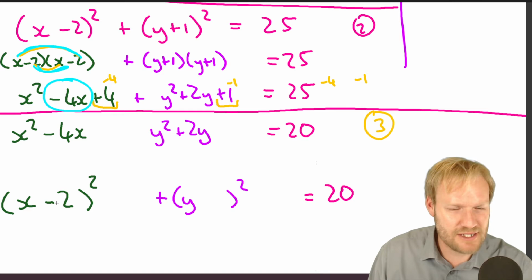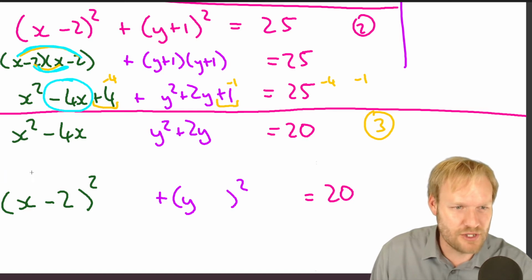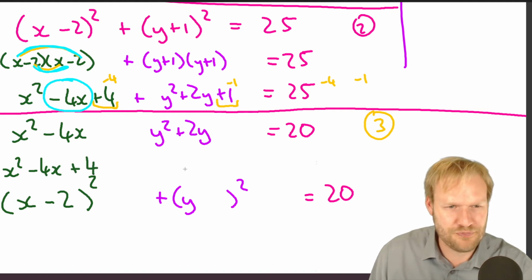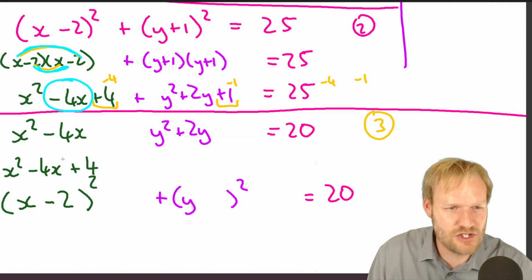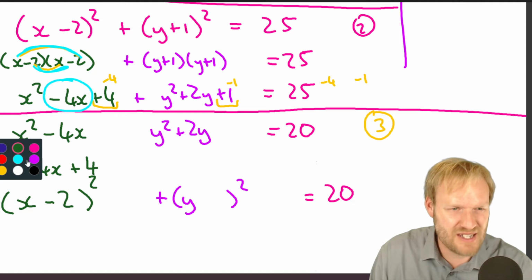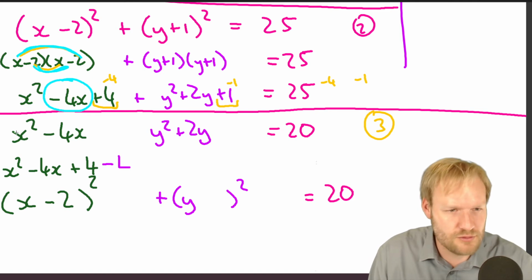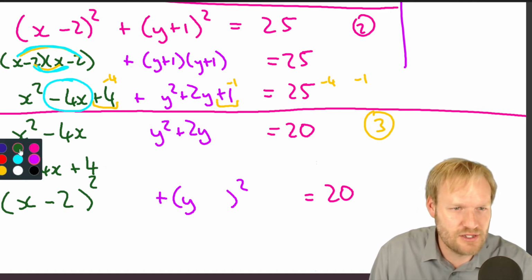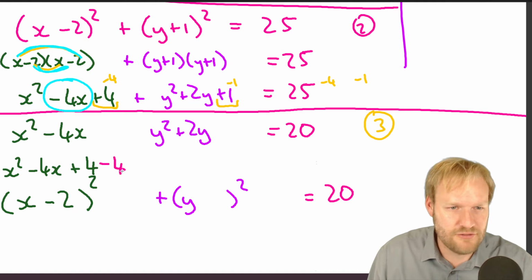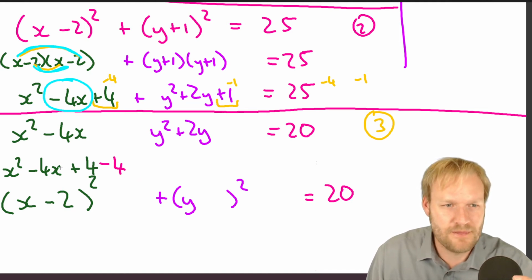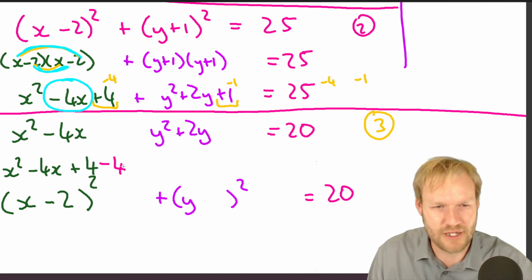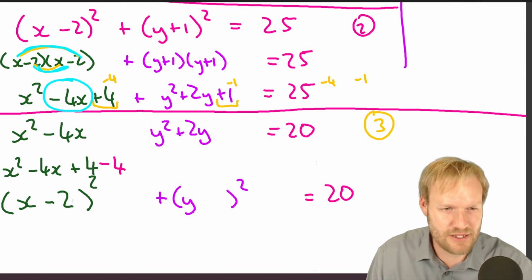But if we multiplied x minus 2 all squared out, we would get x squared minus 4x plus 4. But wait a second, originally we had x squared minus 4x, not plus 4. So to compensate for that, what we're going to need to do is subtract 4. Oopsie, not in that, in minus 4. So that those two are the same, right? x squared minus 4x is the same as x squared minus 4x plus 4 minus 4. So that's x minus 2 all squared.